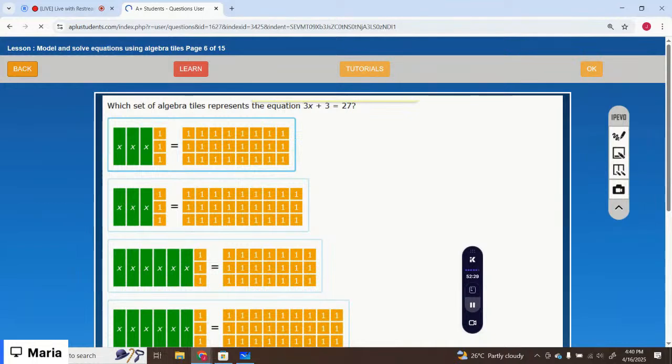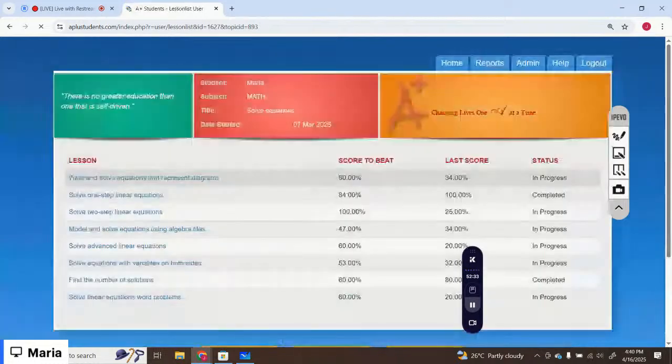So we were working on grade 9 math. The chapter we were working on is solve equations. The lessons we have covered today are write and solve equations that represent diagrams, solve one-step linear equations, solve two-step linear equations, and model and solve equations using algebra tiles. So please make sure before the next session you complete all the practice questions for the lessons you just did. That is your homework until the next session.